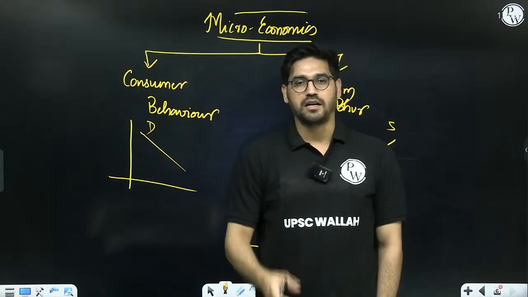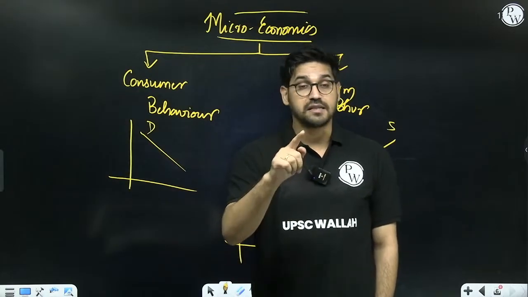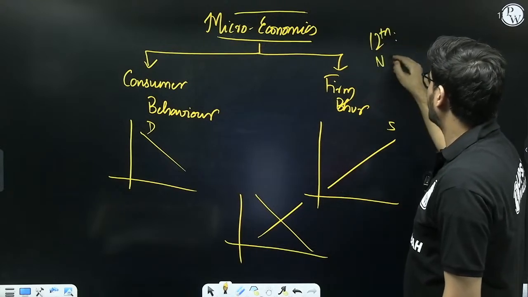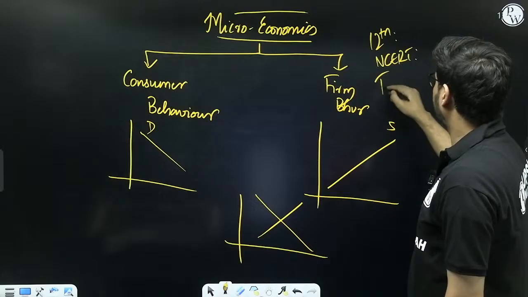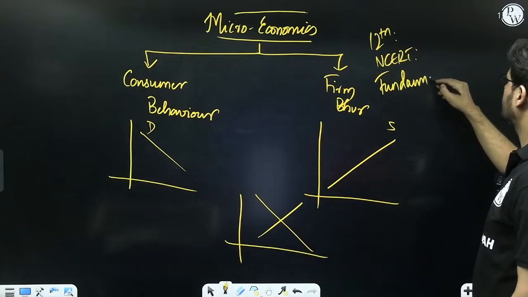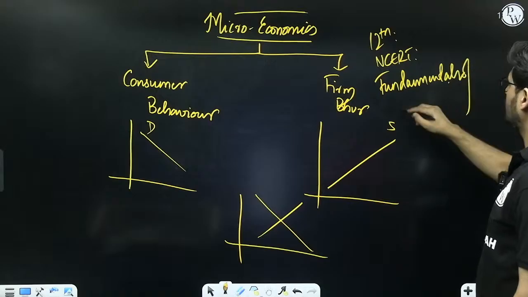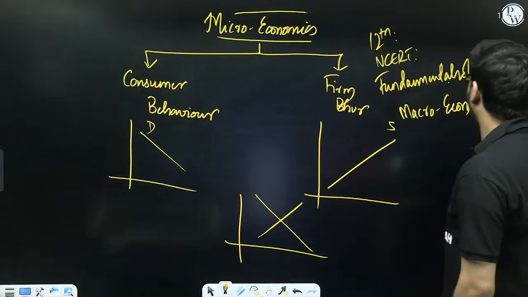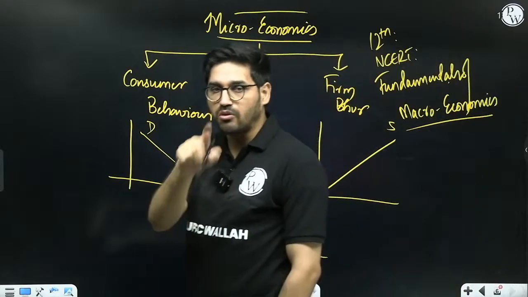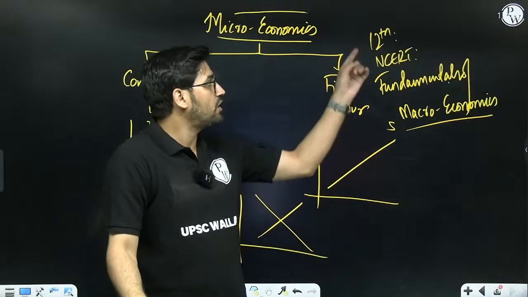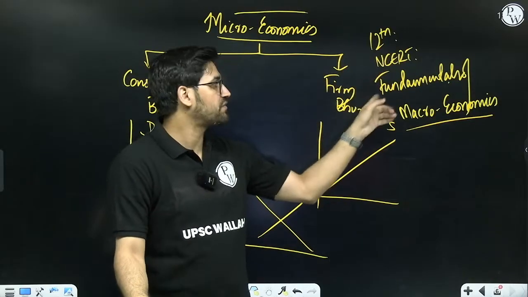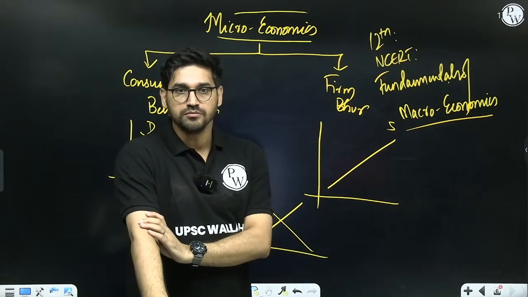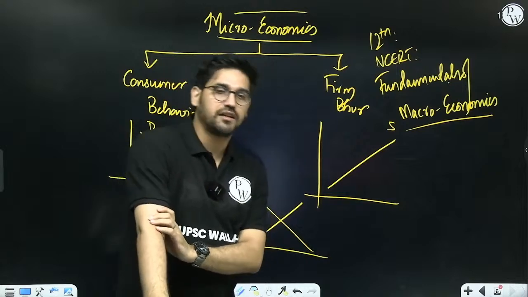Until that part, for NCERT, for macroeconomics, please pick up the class 12th book. This NCERT is called Fundamentals of Macroeconomics. This is class 12th. If you don't know, you can go to the website of NCERT and download the book. This book is called NCERT class 12th Economics Fundamentals of Macroeconomics. I will tell that to the team also.